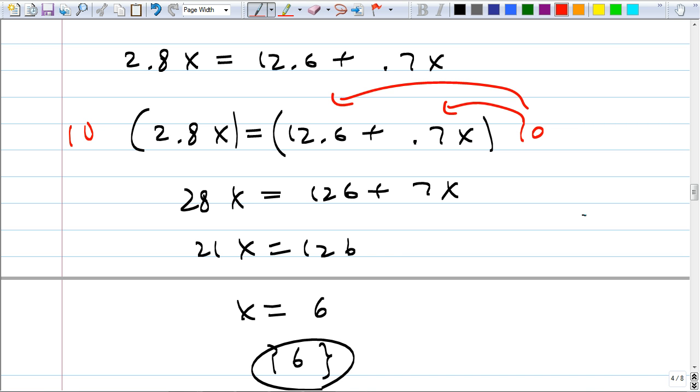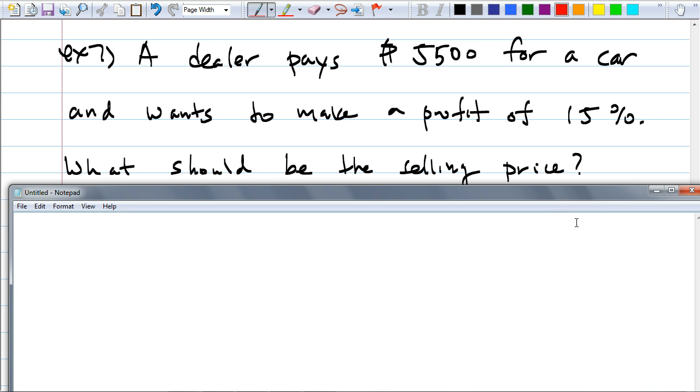Let's do a last problem, okay? Here's a question. Example 7. A dealer pays $5,500 for a car. So that's how much they get their car for from these car companies. Does that make sense? And of course, are you going to sell your car for the same amount of money that you pay for it? No, then you can't really maintain your business. So they want to make a profit of 15% off of this. Does that make sense?